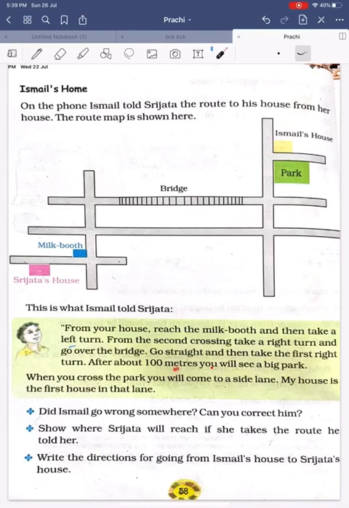After about 100 meters you will see a park. When you cross the park, you will come to a side lane. My house is the first house in the lane. Lane means alley. This alley, the first lane, the first house in it is Ismail's.